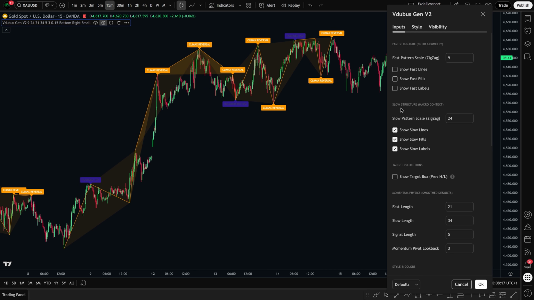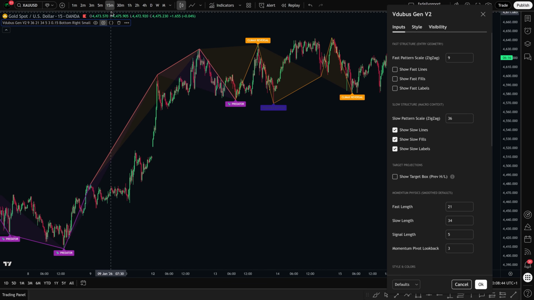Now, moving down to the next section, which is Slow Structure, Macro Context. This part controls the bigger picture of the market. It helps you see the overall structure instead of just short-term noise. For the slow pattern scale, values between 20 and 36 work very well on the 15-minute time frame. This gives you fewer signals, but the signals are stronger and more reliable.